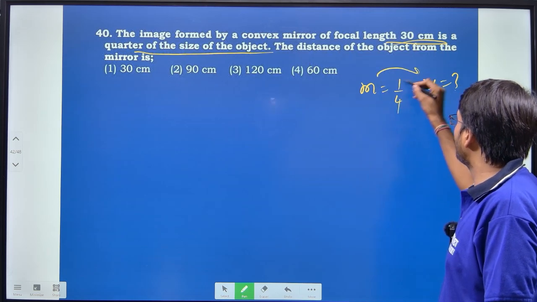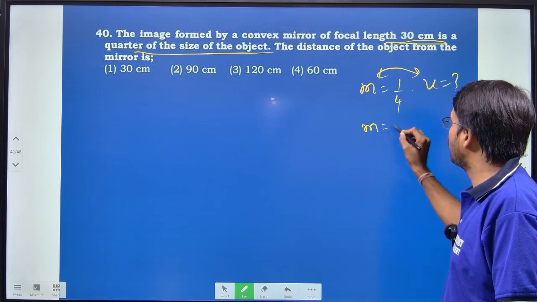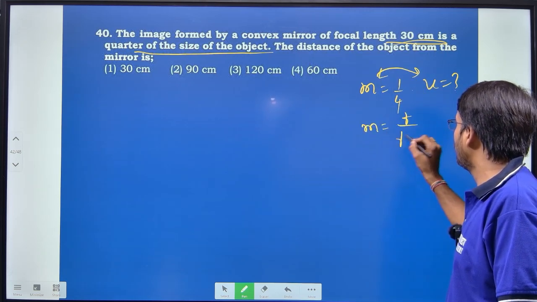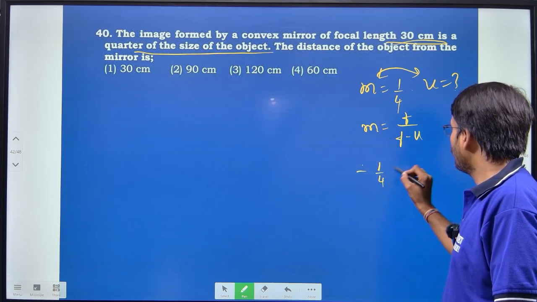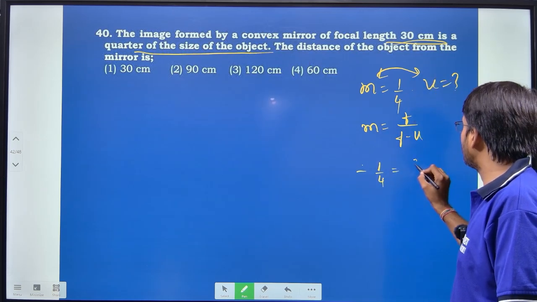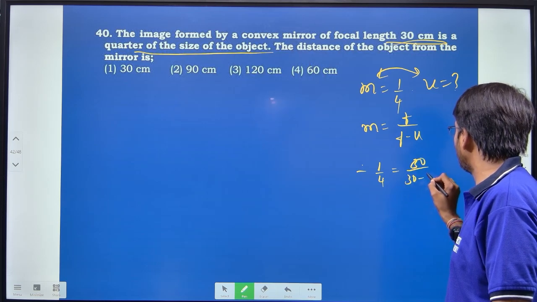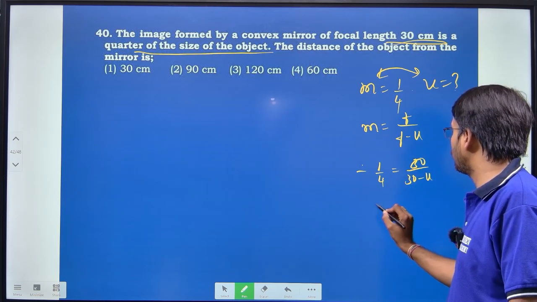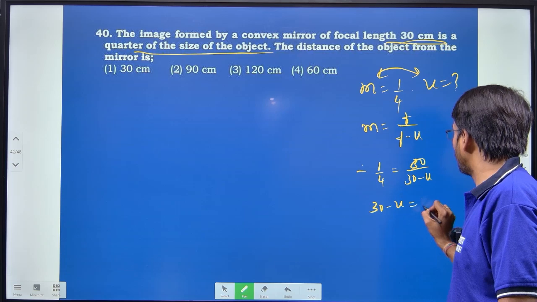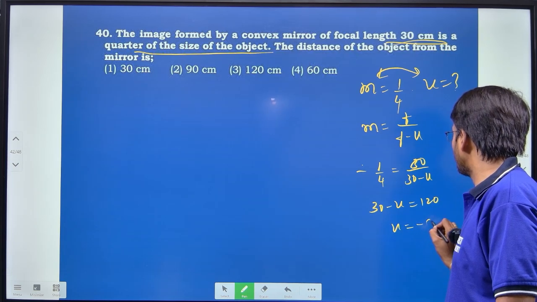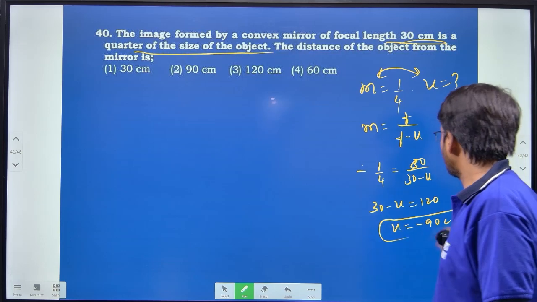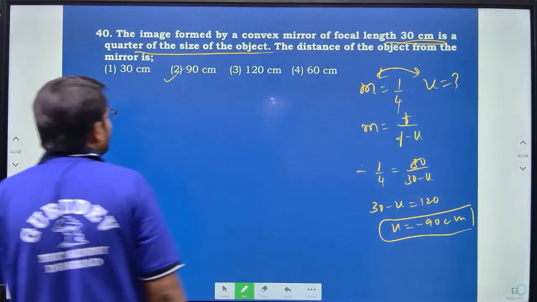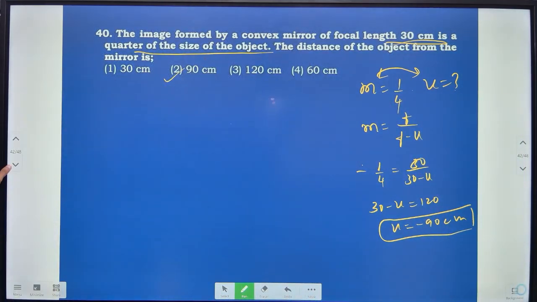We have a relation between m and u, so we can write m equals f divided by (f minus u). We know m is 1 by 4. What is the value of f? f is 30, so 1 by 4 equals 30 divided by (30 minus u). Cross multiplying, 30 minus u equals 120. So u equals minus 90 centimeter. Therefore, 90 we can take as the magnitude.